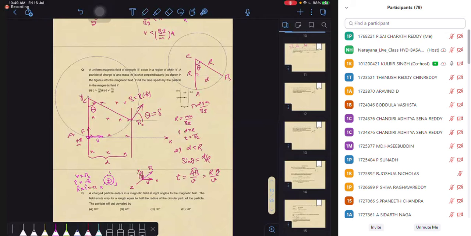In the same problem, they can ask you the distance traveled by the particle in the magnetic field. Distance here is AB. They can also ask the displacement of the particle. Displacement here is the vector AB, right? So many questions could be related to this concept.